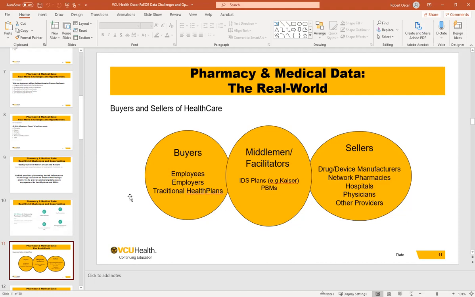So let's start with buyers and sellers of healthcare. At the end of the day, buyers are employees, patients, that is, and their families, their employers who buy insurance for them, and the insurer. All three of those are on the same side. Selling them things are pharmacies, hospitals, physicians, drug manufacturers.